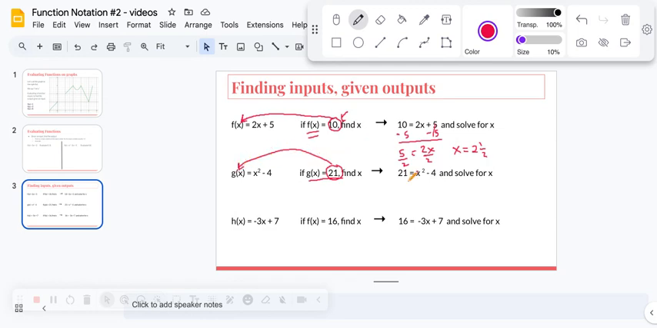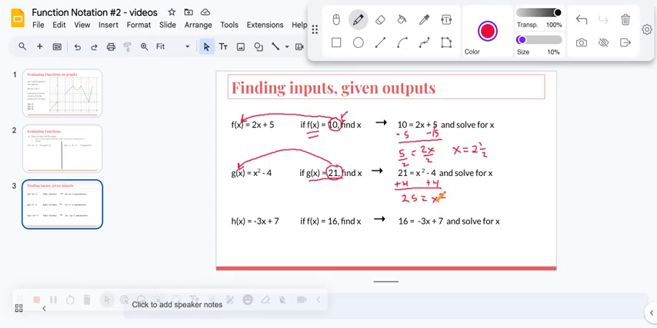And if we come right over here, I did that for you. 21 equals x squared minus 4. You can see I took what I had before over here and just substituted in the 21. Now, let's add 4 to both sides. We can do that. We've been doing this for a while. We get 25 is equal to x squared. We need to solve this equation.